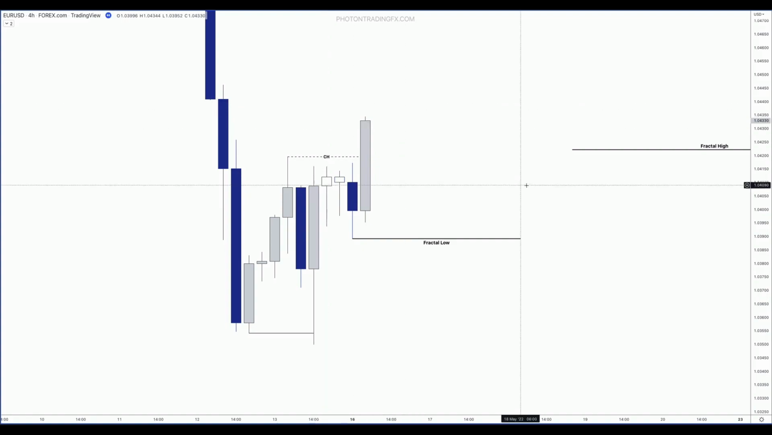Cool, so just a quick recap. We obviously shifted bullish in the fractal structure. We had that bullish change of character to the upside.